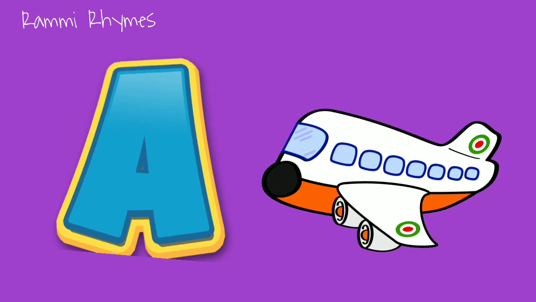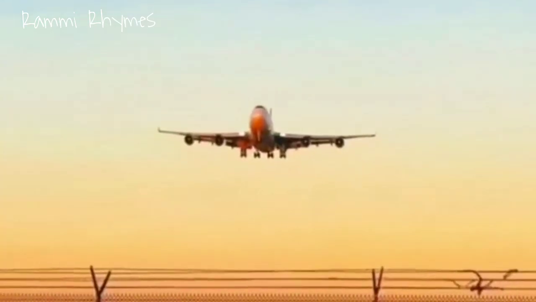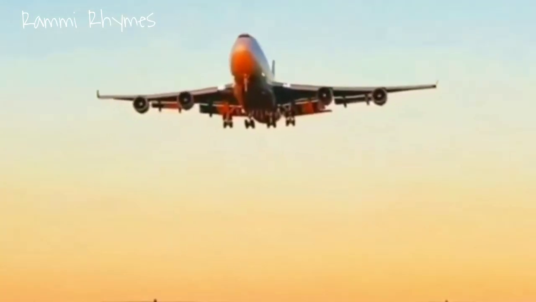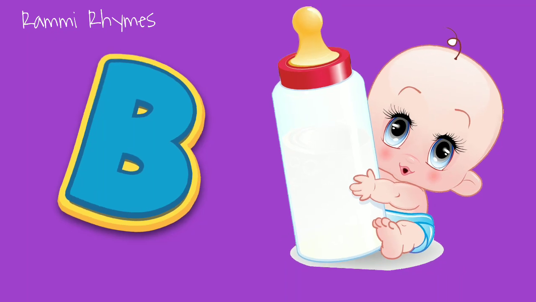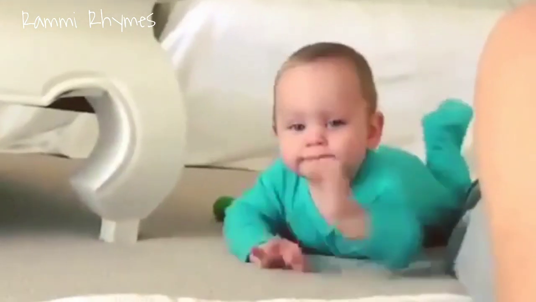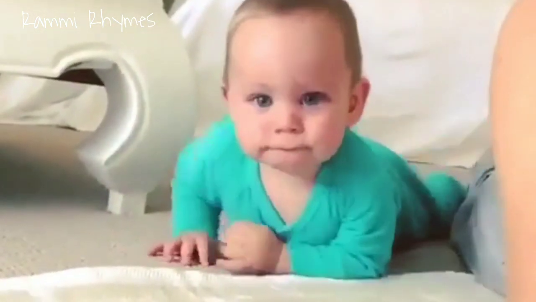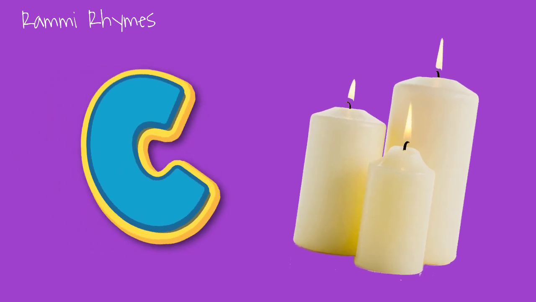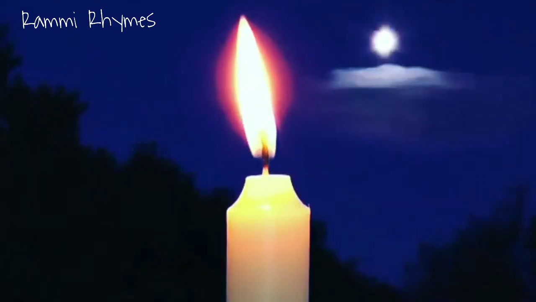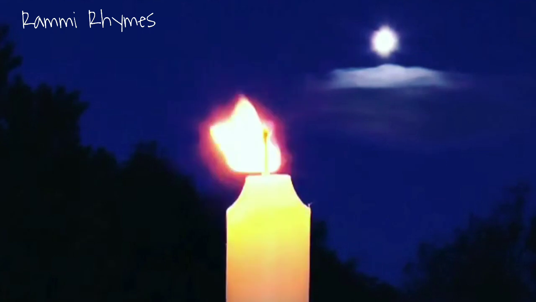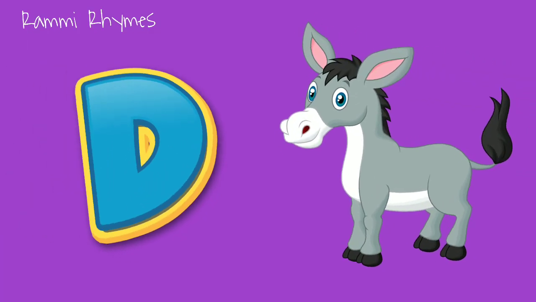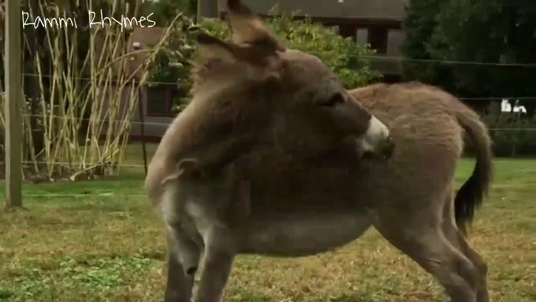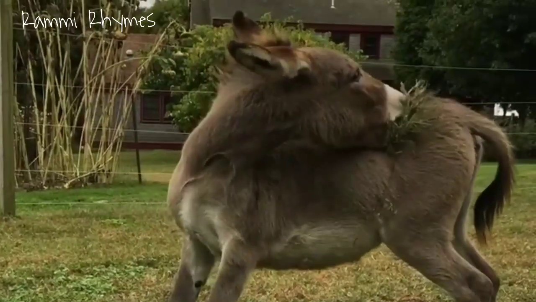A. A is for aeroplane. B. B is for baby. C. C is for candle. D. D is for donkey.